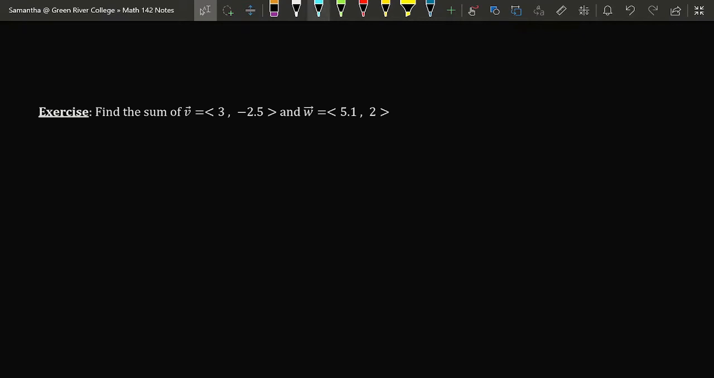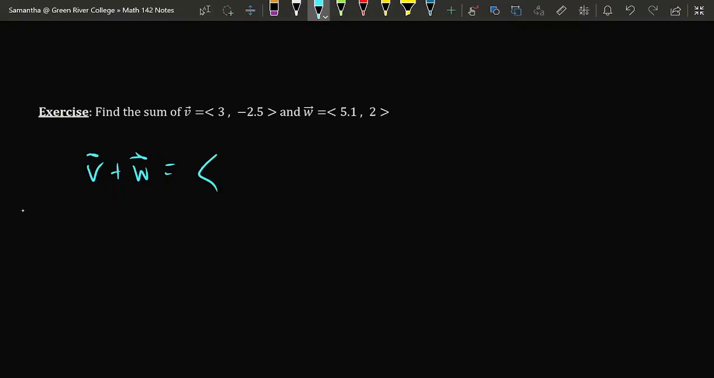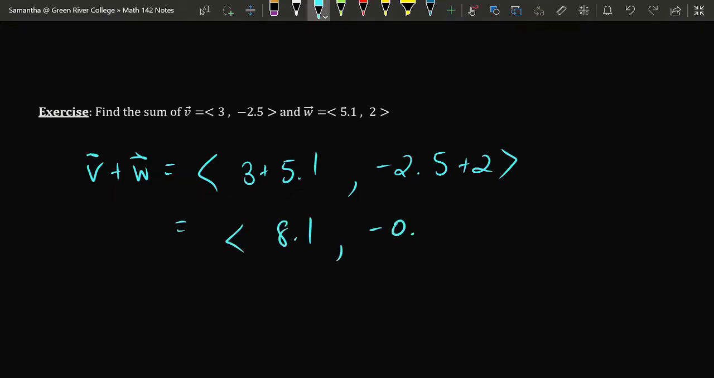The formula says that if you want to find the sum of those two vectors, it's going to be super easy, barely an inconvenience. Oh, really? Yeah. You can take the sum of the two x components, 3 plus 5.1, and the sum of the two y components, negative 2.5 plus 2. Result: 8.1, comma, negative 1/2. Full stop. That's it. It's over.